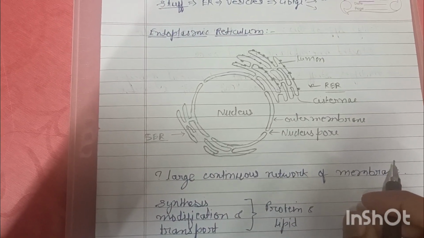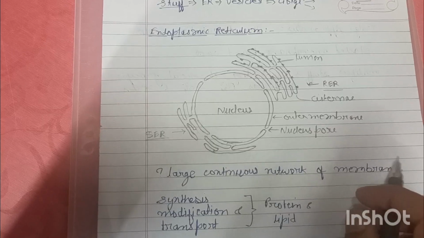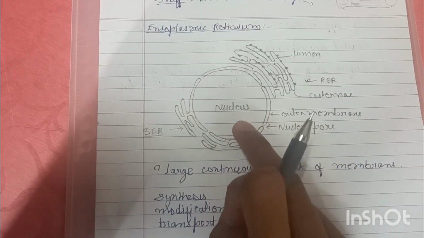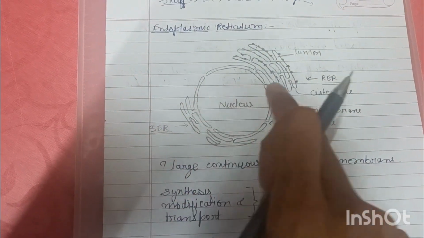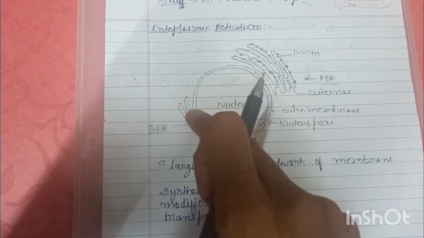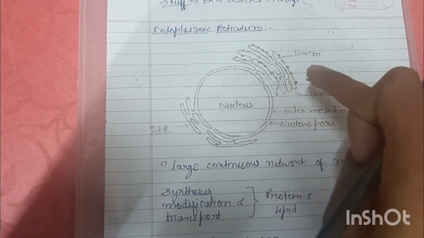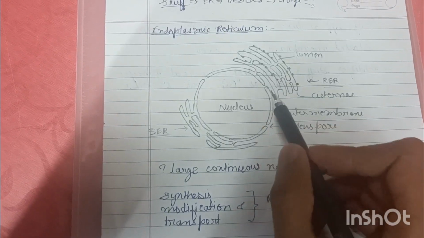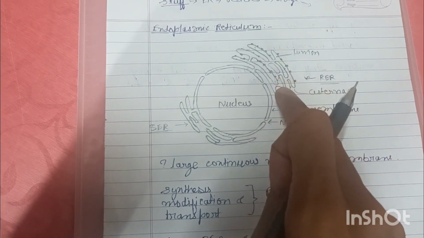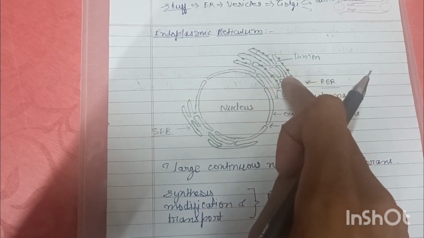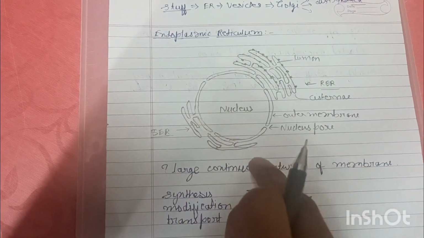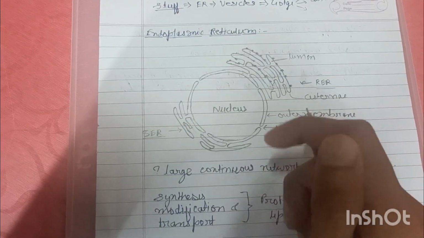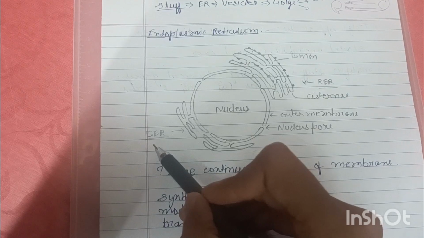Today we are going to understand endoplasmic reticulum. As you can see here in this diagram, this is nucleus, and here you can see some continuous network of membrane. This is actually known as endoplasmic reticulum. Here you can see this is continuous network of membrane here. So this is endoplasmic reticulum, and here you can see some RER and SER.